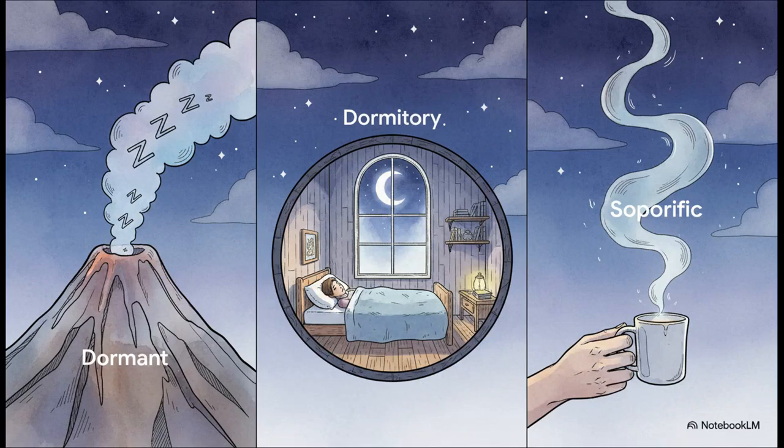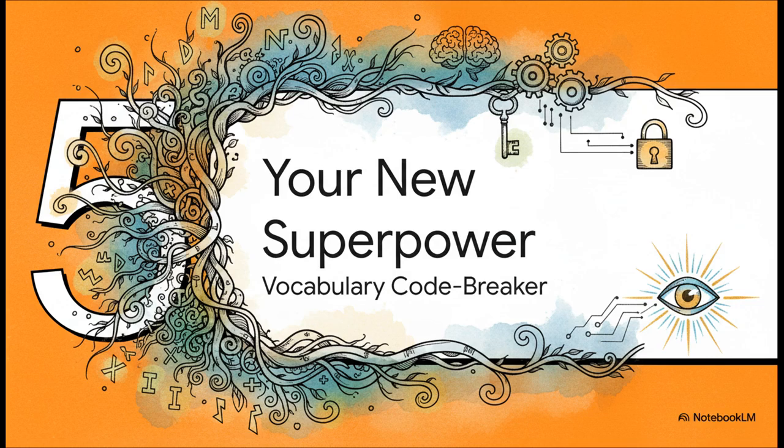And once you know that, words you've heard your whole life suddenly just click into place. A volcano is dormant because it's asleep. A dormitory is a building where you sleep, and a soporific movie is one that makes you sleepy. The code was there the whole time, just waiting to be seen. So what have we really done here? We've unlocked your new vocabulary superpower. Because we haven't just learned a few new words, we've learned a whole new way to see language itself.